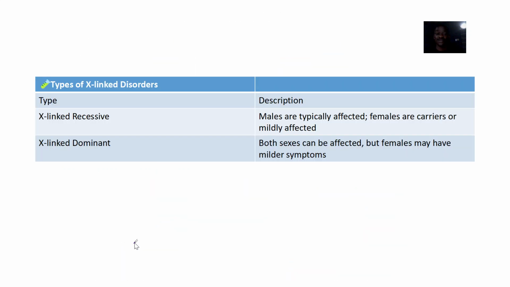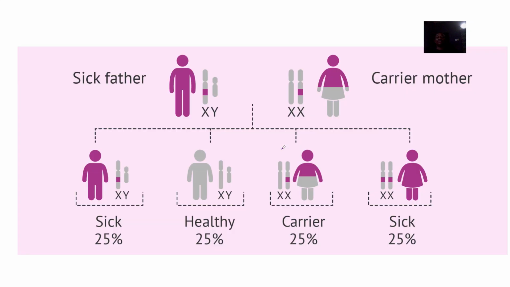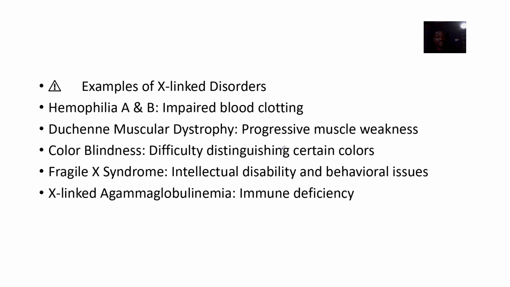So pause and observe. X-linked recessive means males are typically affected while females are carriers. X-linked dominant means females can be affected too, but those are rare. Do you understand? It's mostly recessive, mostly males affected. Another picture to observe. So this is just an example. Let's talk about disease conditions that are X-linked. They affect the X chromosome.